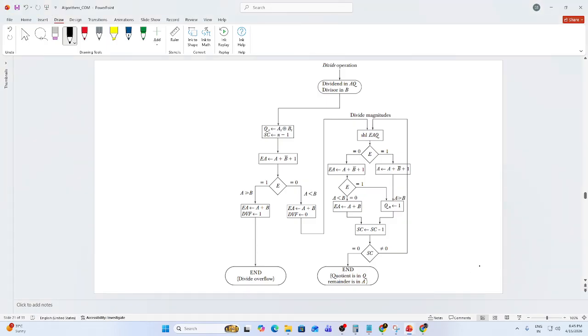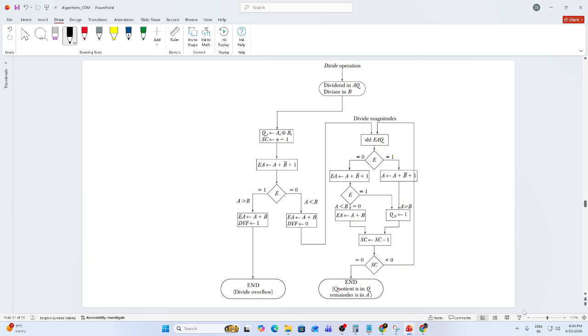Now let us proceed with the algorithm. So this is the algorithm, right? Now see here. The input is in AQ: the numerator, the dividend, is in AQ. The denominator is in B. Given this input, what do we do first? First, we estimate the sign of the result.